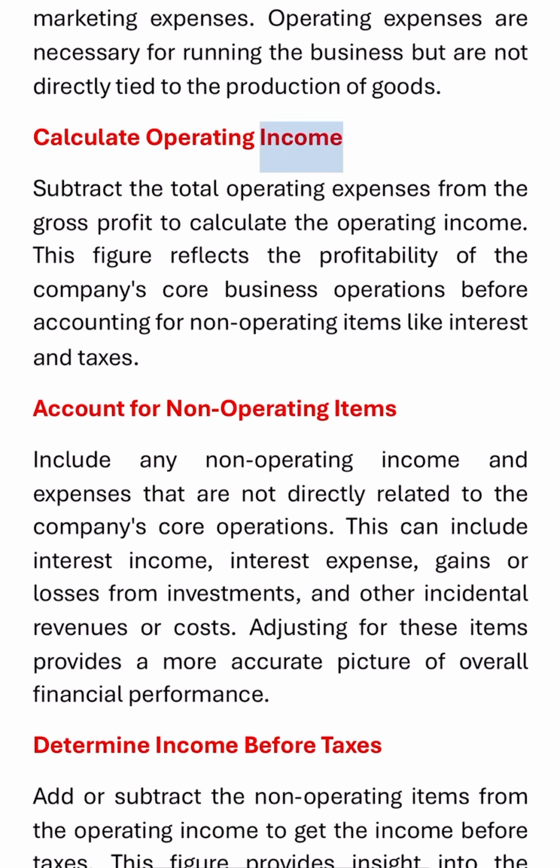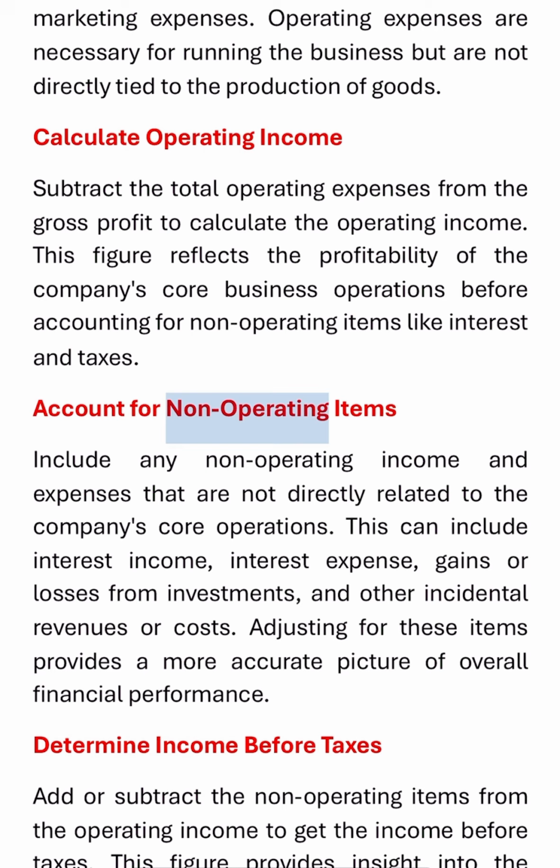Calculate operating income. Subtract the total operating expenses from the gross profit to calculate the operating income. This figure reflects the profitability of the company's core business operations before accounting for non-operating items like interest and taxes.